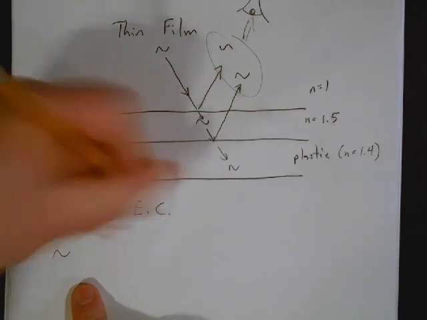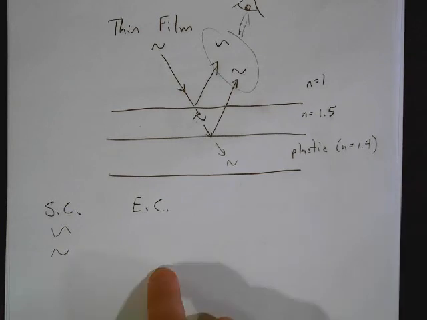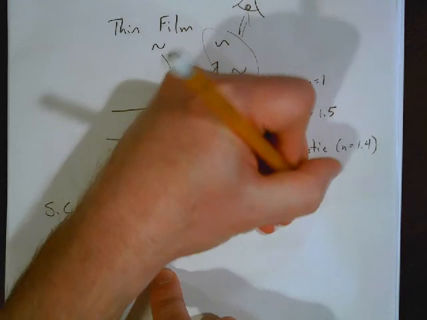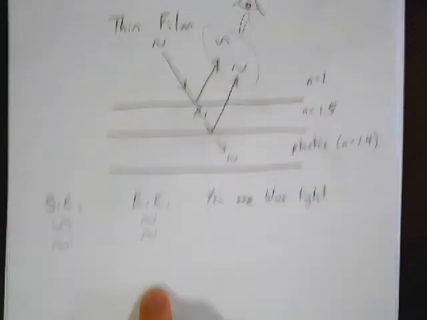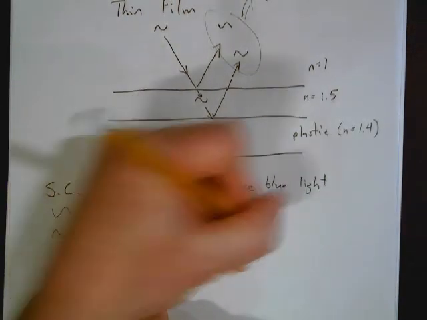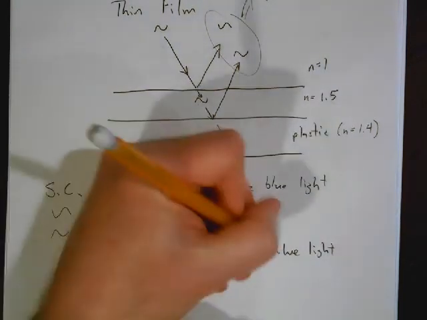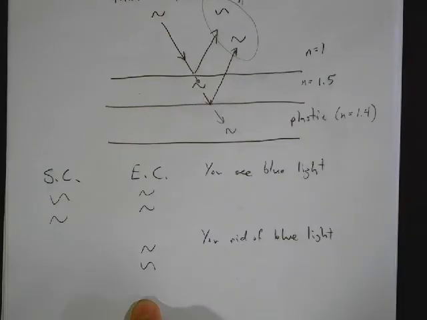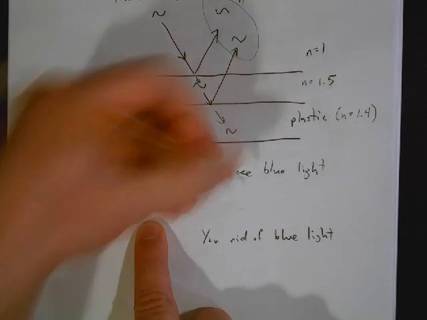Do I always start out of phase? No, you have to draw your picture to figure out your starting condition. Your ending condition depends on the problem. If the problem says you see blue light, that means the ending condition would be in phase. If the problem says you get rid of blue light, then that means your ending condition is out of phase.